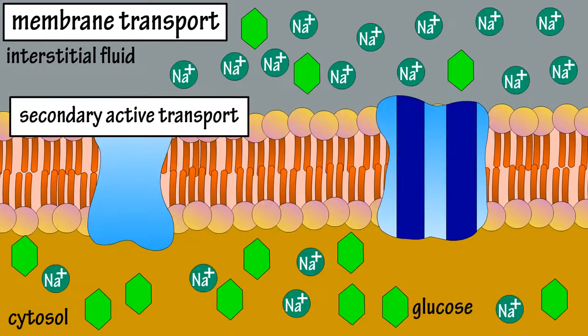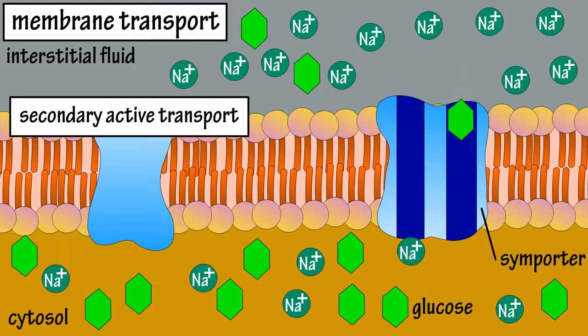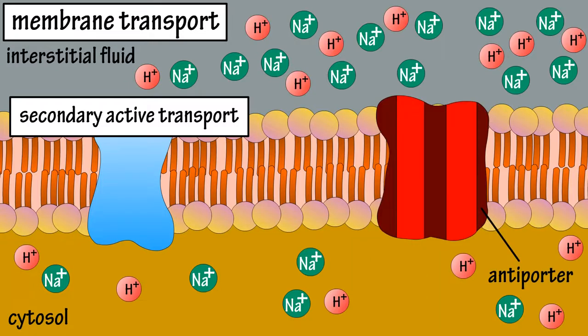In our example here, we have positive sodium ions moving from high concentration outside of the cell to lower concentration inside of the cell. A symporter will use the energy created by this to move a glucose molecule from a low concentration area to a high concentration area. And here we have an antiporter, again using the energy from moving positive sodium ions from high concentration outside of the cell to lower concentration inside of the cell, and H positive is moved up its gradient and outside of the cell.